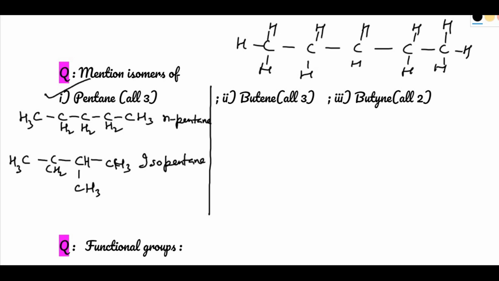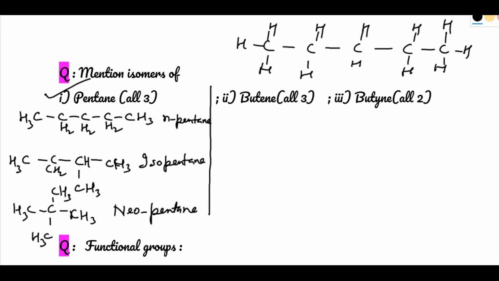What about neopentane? Neopentane is one carbon attached to four other carbon atoms. And now you see the carbon count is over. So CH3 in all four directions. This is called neopentane. So these are the three structural isomers of pentane.